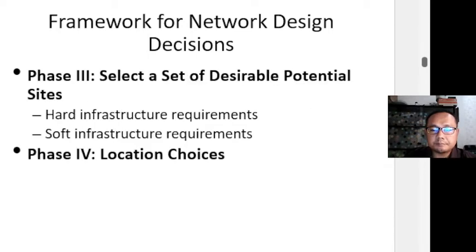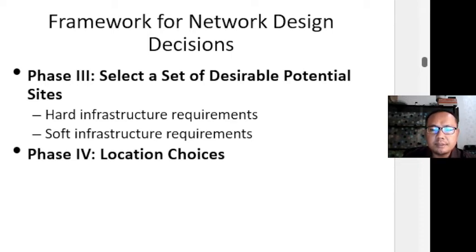And then you can see the third phase. We have to select a set of desirable potential sites. The objective of phase 3 is to select a set of desirable potential sites within each region where facilities are to be located. So sites should be selected based on an analysis of infrastructure availability to support the desired production methodologies.